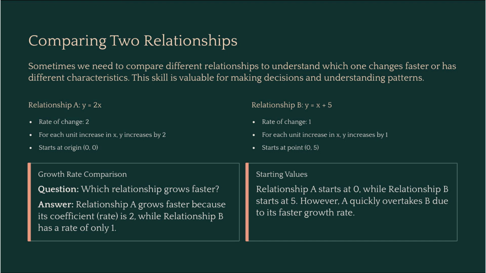You can compare two relationships just by looking at their equations. If relationship A is y equals 2x and relationship B is y equals x plus 5, which one grows faster? The rate of growth is the coefficient of x. Relationship A has a rate of 2 and B has a rate of 1. Relationship A grows twice as fast, even though B starts with a higher y value.